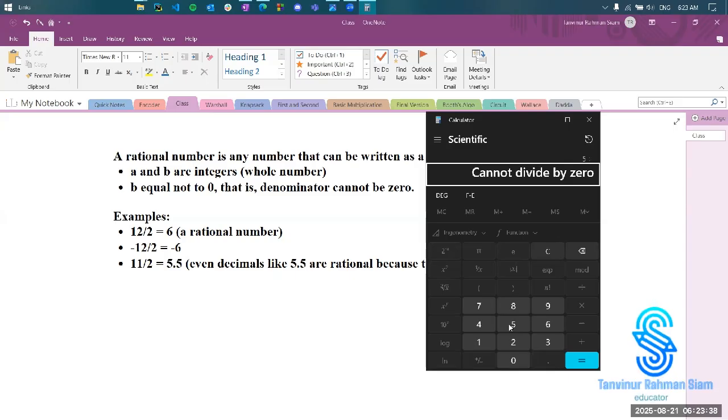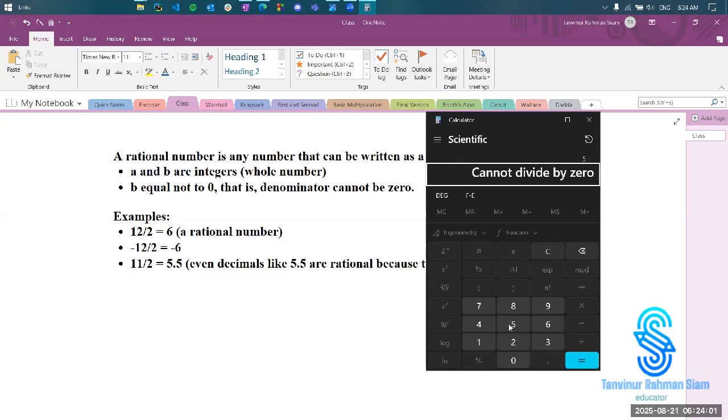Tell me what it is giving you. Undefined. Right, yes, that's the point. You can't divide something by 0. It will give you undefined or some mathematical error or some syntax error, something like that.